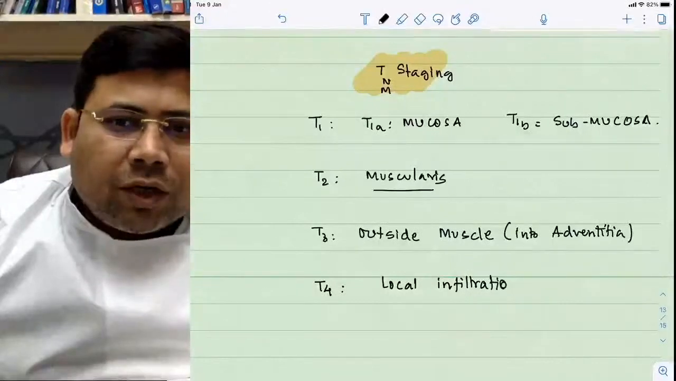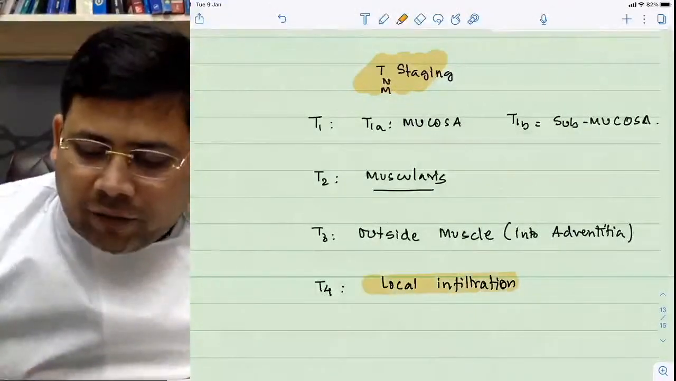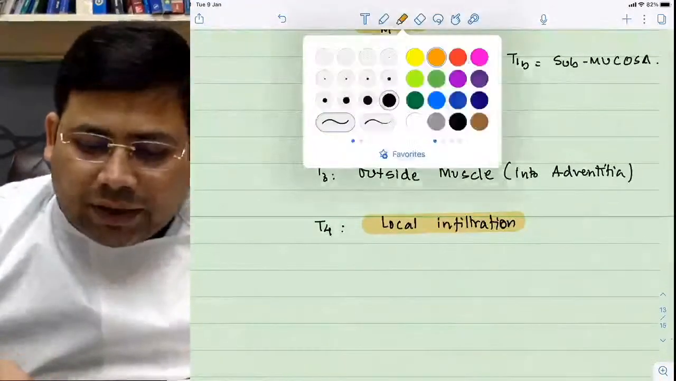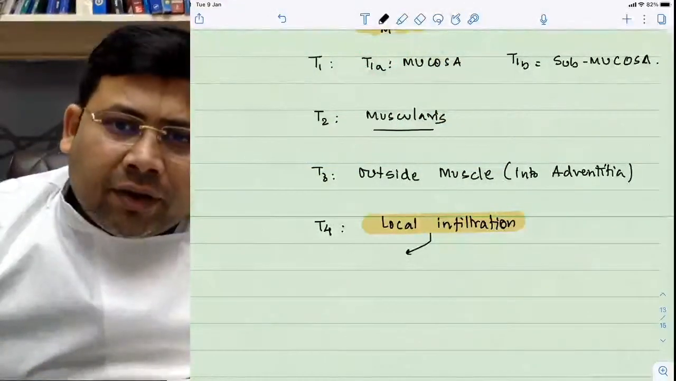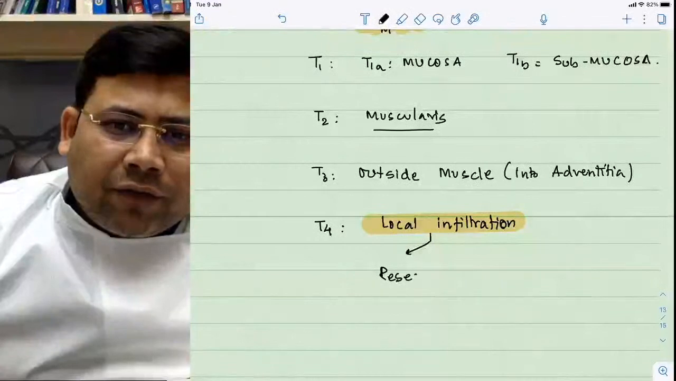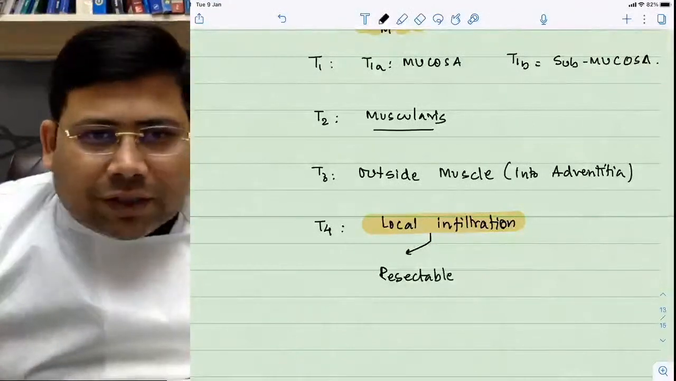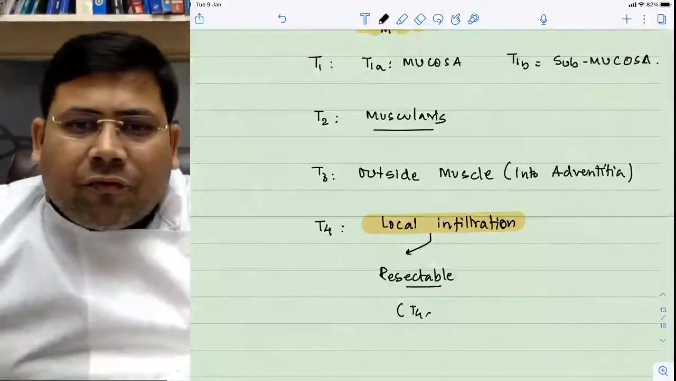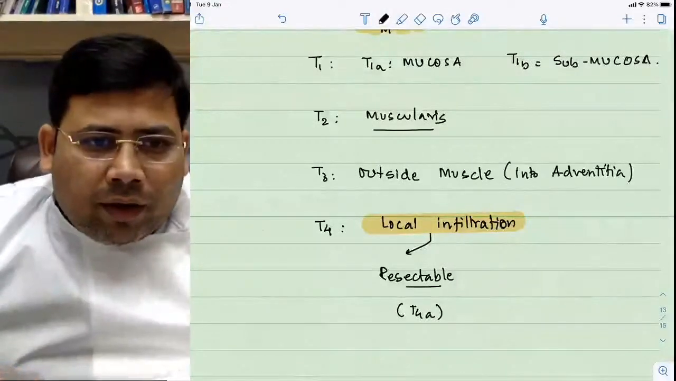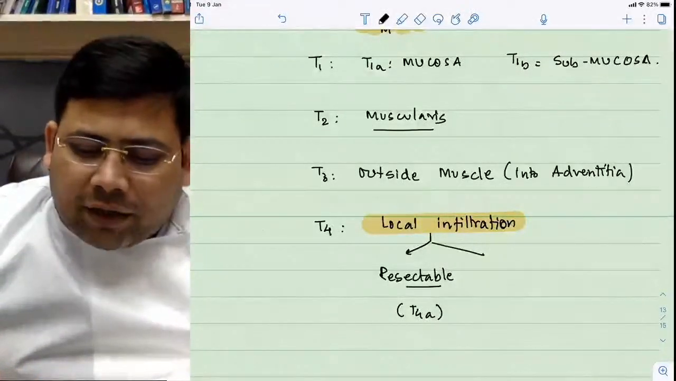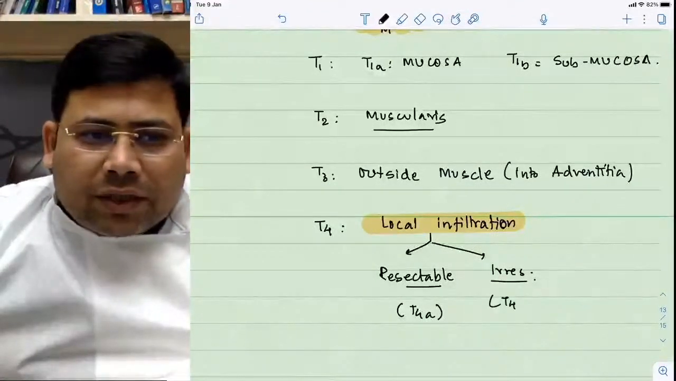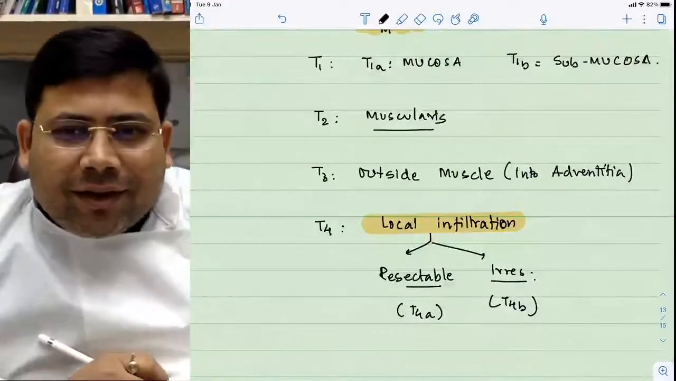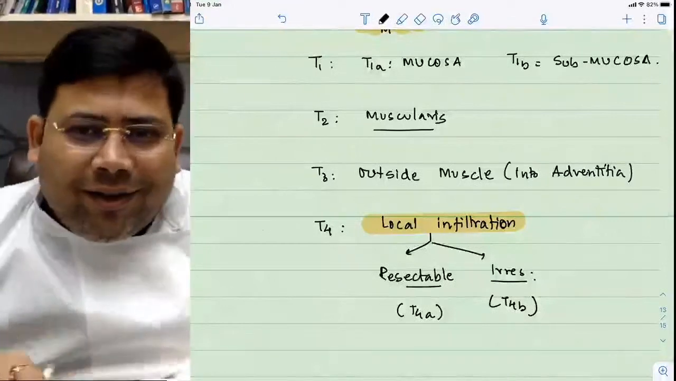When we talk about local infiltration, one very important thing is that if it is resectable, you can resect off that structure, and that will be known as T4A. If it is irresectable, that will be known as T4B. Yes, T4A, T4B.